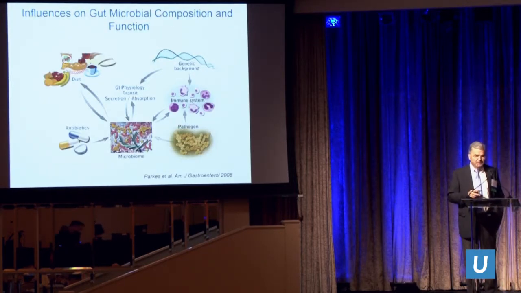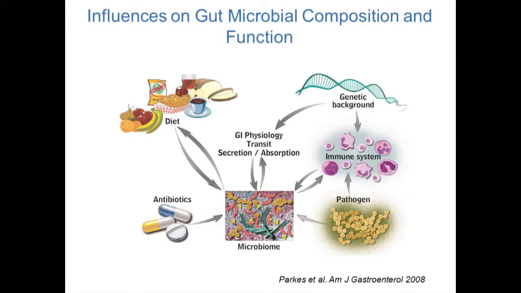There are many influences on the gut microbial composition and function. The composition we usually refer to as the microbiota. The function includes the genes and the activities that they can produce, and that's called the microbiome. You see diet, genetic background, interaction with the immune system, antibiotics. All of these play a very important role, both early in life and during adulthood.